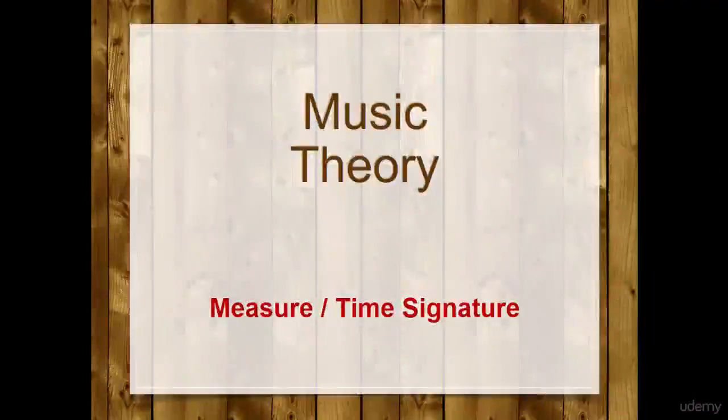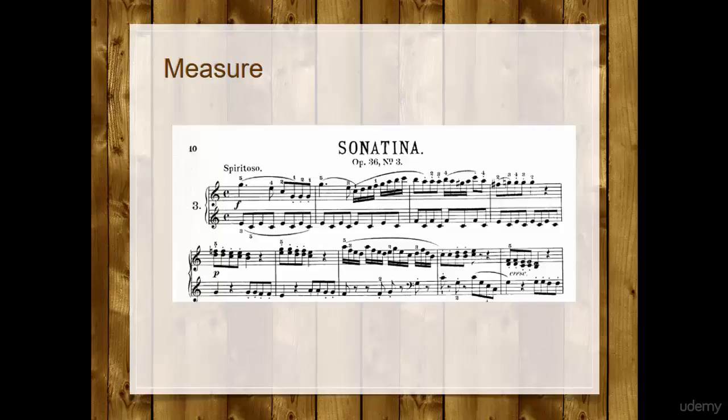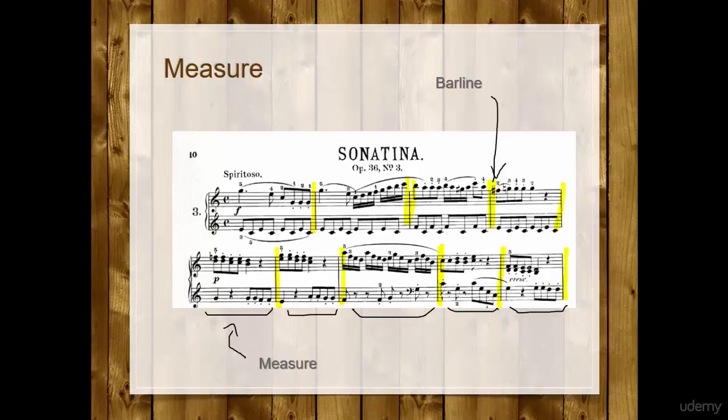Measure and time signature. In music, if you take a look at any song, any piece, you will see that there is a line that is dividing the notes. Each line is called a bar line, and each section is called a measure.